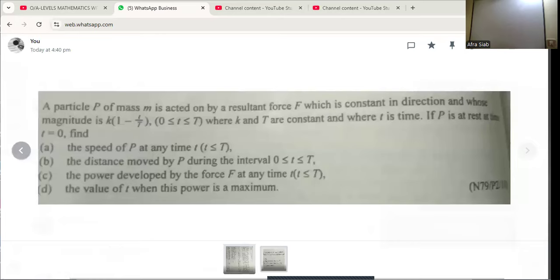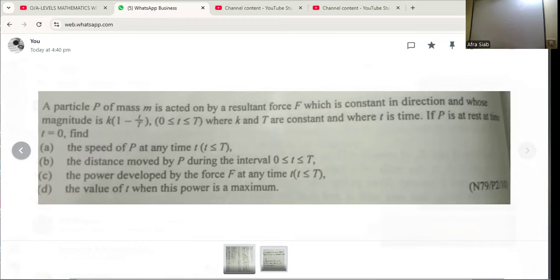The question is: a particle P of mass m is acted on by the resultant force F, which is constant in direction, and it has a magnitude equal to k(1 - t/T), where t lies from 0 to T, where k and T are constants, and where t is the time.